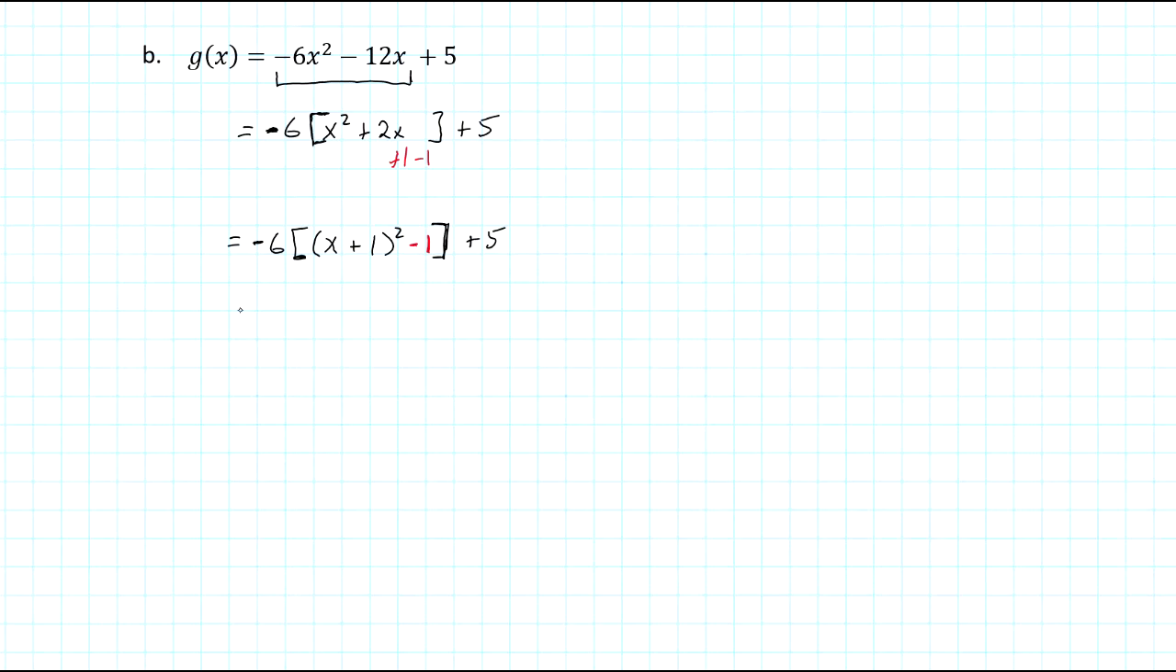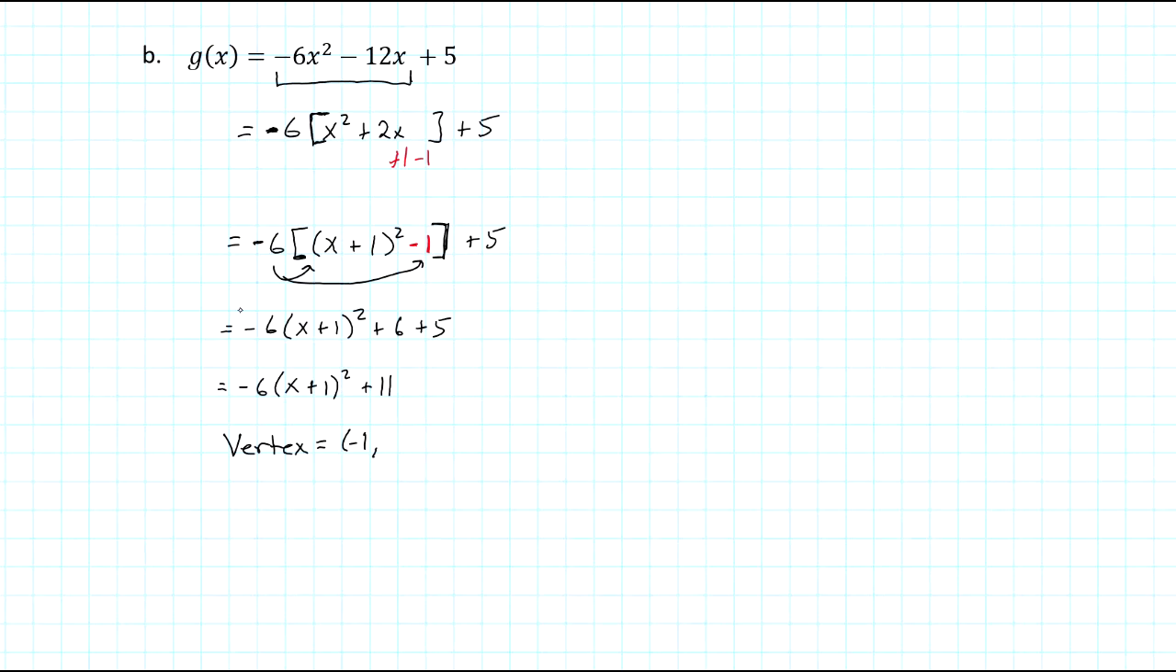So then the negative 6 can distribute across the minus in front of the 1. And this will be negative 6 parentheses x plus 1 squared plus 6 plus 5. And I can simplify here. Negative 6 times x plus 1 squared plus 11. Whew, all right, we had some work just to get it into vertex form, but we can now see that the vertex is the point negative 1, 11.